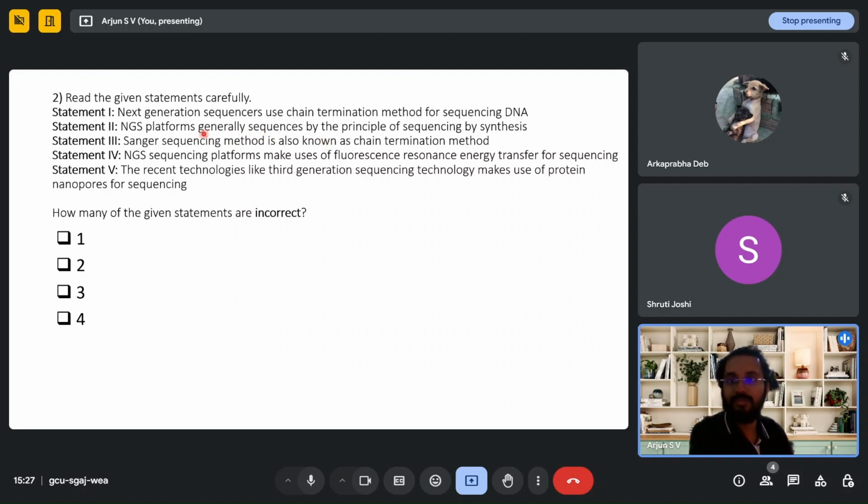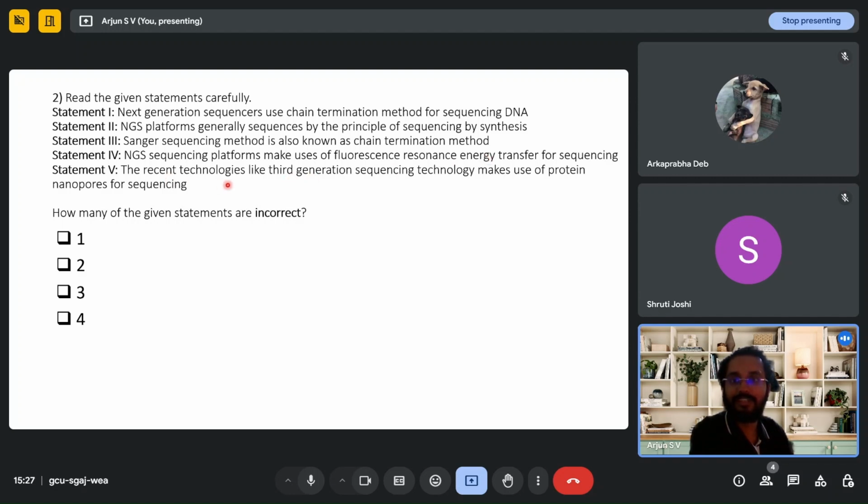Statement 2 is NGS platforms generally sequence by the principle of sequencing by synthesis. Yes, it is correct because you have to synthesize a library first before going on to sequencing. Statement 4 is NGS sequencing platforms make use of fluorescence resonance energy transfer for sequencing. This is actually an incorrect statement because for sequencing we don't use FRET for NGS.